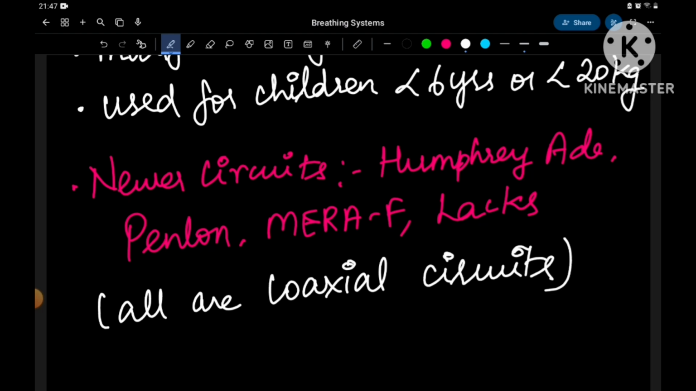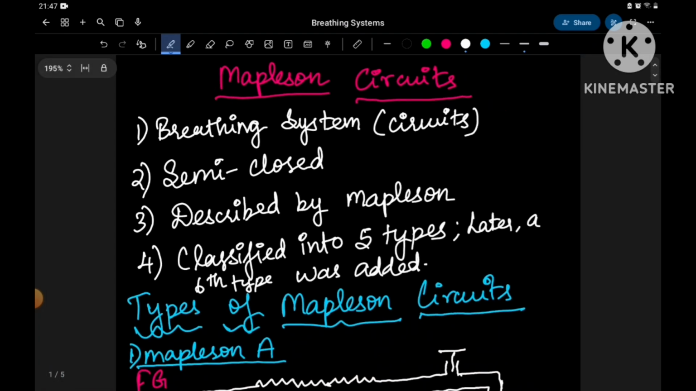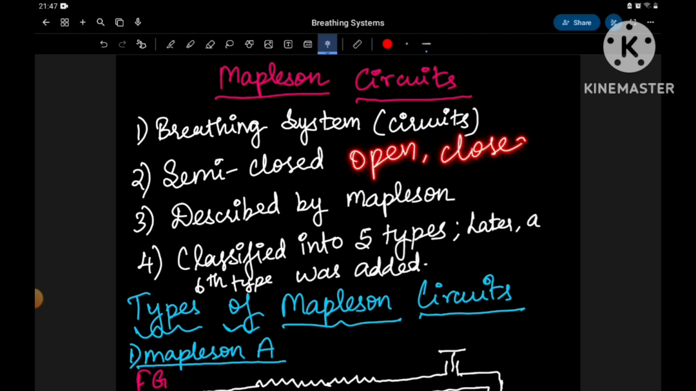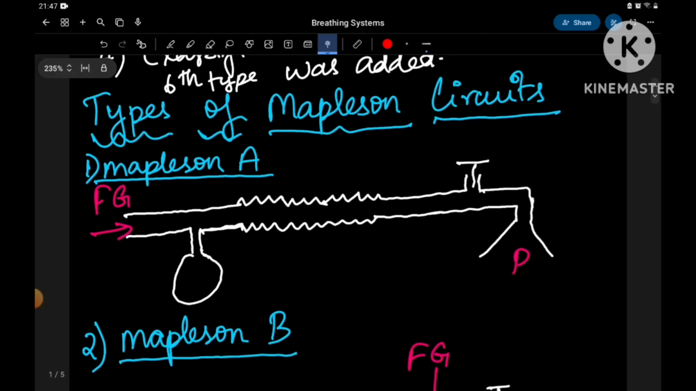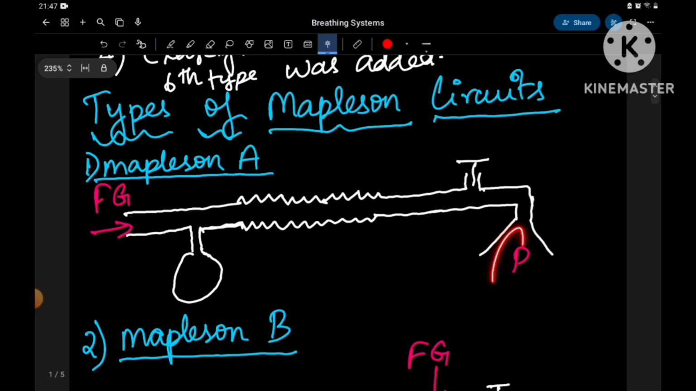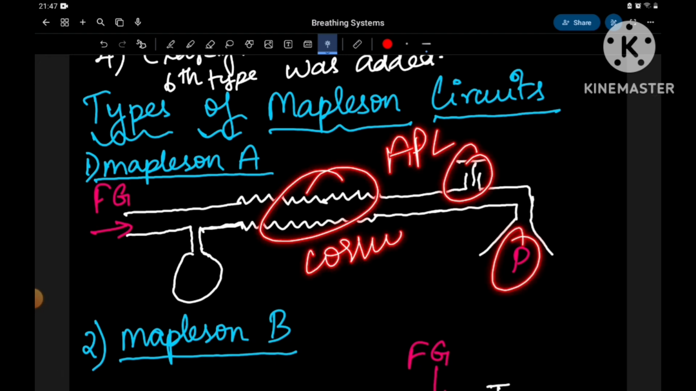Okay, guys, today we have seen MAPLESON circuits. So this is a summary. Now see, let's just revise it. So MAPLESON circuits, it's a type of breathing system. So these are circuits. There are open, closed, semi-closed. MAPLESON type belong to semi-closed, right? Described by MAPLESON, classified into 5 types. Later a 6th type was added. Types of MAPLESON circuits. See, MAPLESON A, this is FG for fresh gas flow. This is patient. This is APL. This is corrugated tube.